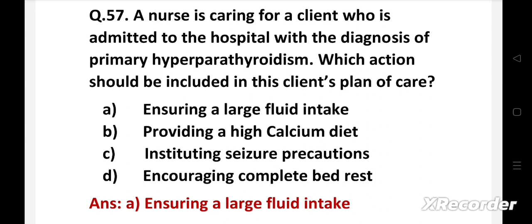Fluids help to prevent the formation of renal calculi associated with high levels of serum calcium. Additional calcium intake may increase the already high levels of serum calcium. Seizures are associated with low, not high, levels of serum calcium. Bed rest is contraindicated because it accelerates bone destruction.